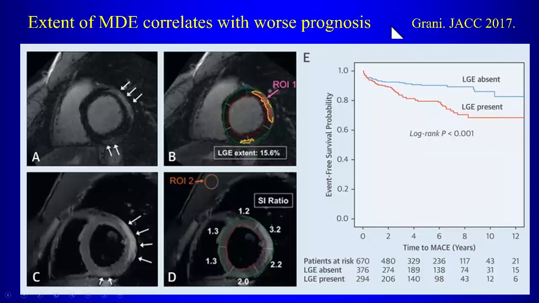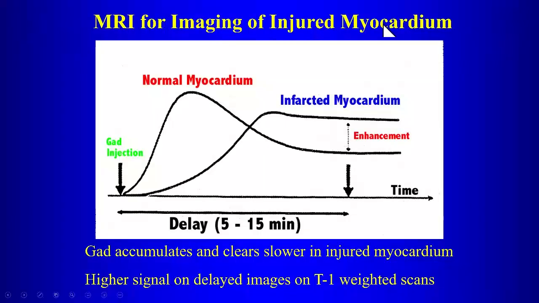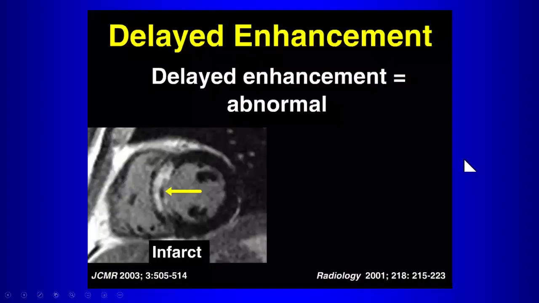So the extent of delayed enhancement does give you some idea of the prognosis for these cases. Now we've talked about myocardial delayed enhancement. It's an indication of myocardial injury. If you have normal myocardium, the gadolinium goes in quickly and washes out quickly. If you have infarcted or injured myocardium, there is delayed uptake and delayed washout. So that's why if you wait about 10 minutes to do myocardial delayed enhancement imaging, you will see that difference, that abnormal enhancement, an indication of myocardial injury.